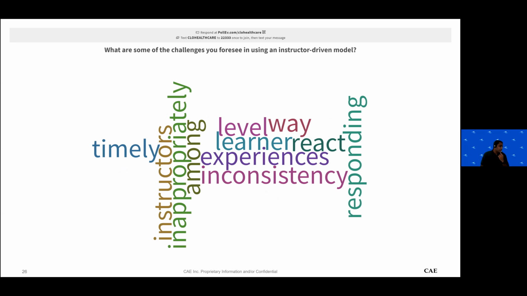And we're getting a few others, right? So inappropriately, timely, consistent, a variety of experiences, right? So there's a bunch of different things certainly here that are interesting. And I mean, there are indeed potential issues with modeling, right?